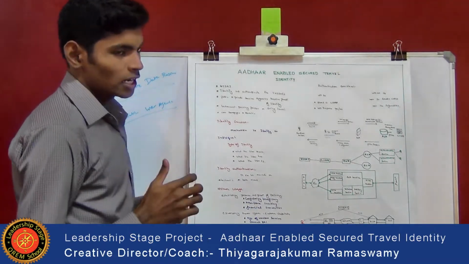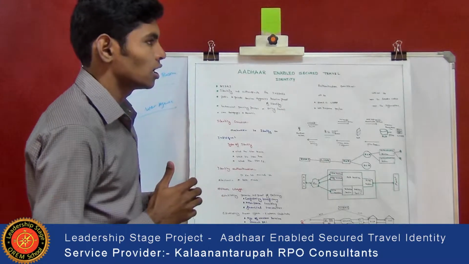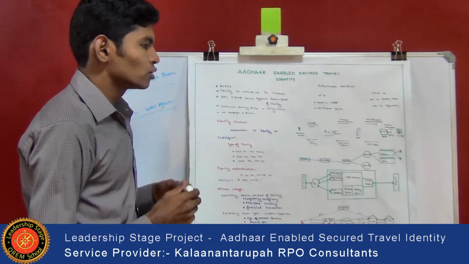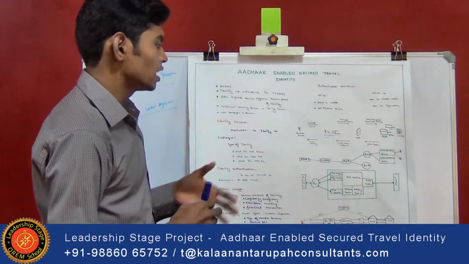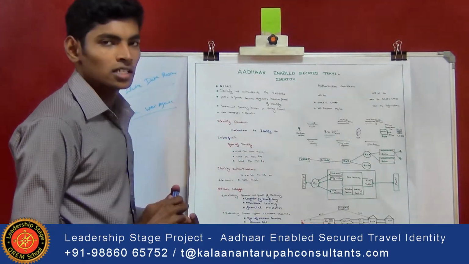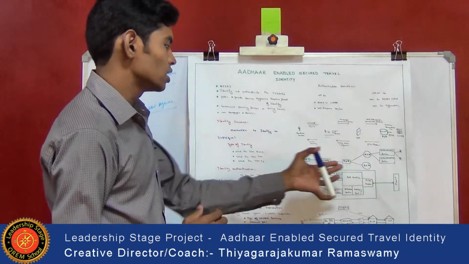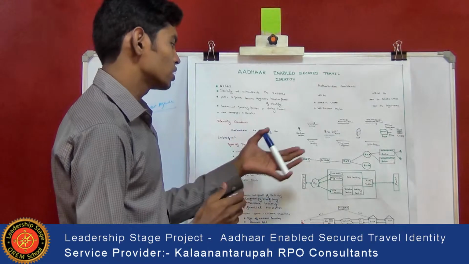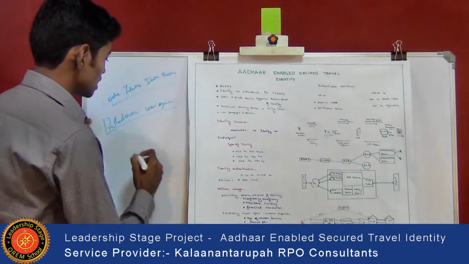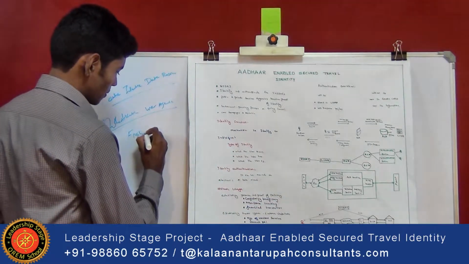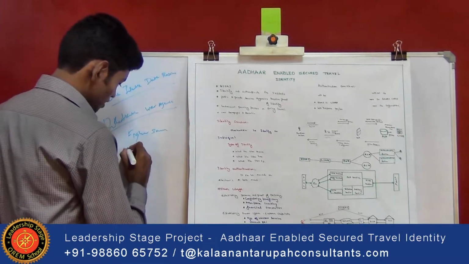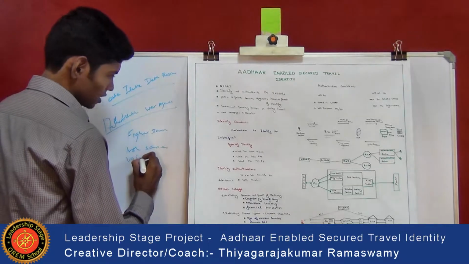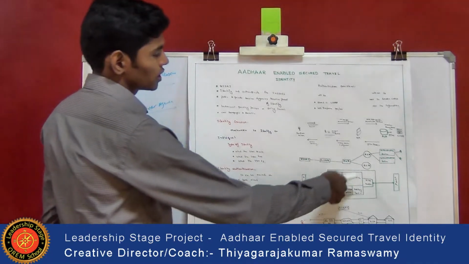If any organization or application wants to do other means, they need to register in CIDR. The registered organization or application is called an AUA. Then there are many authentication devices, like fingerprint scanner, iris scanner, and voice recognition. These are the things used as authentication devices.